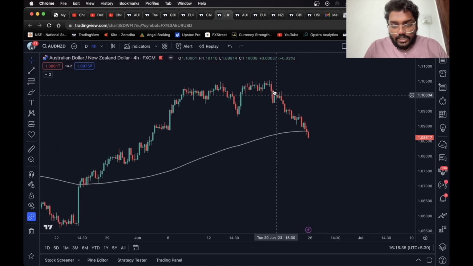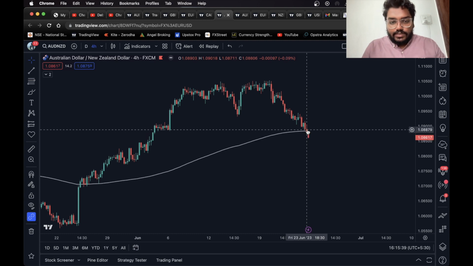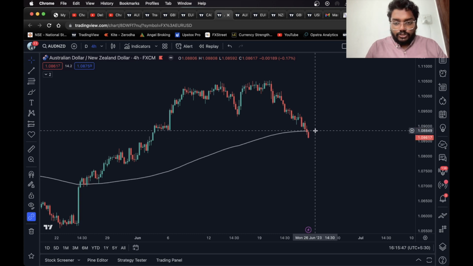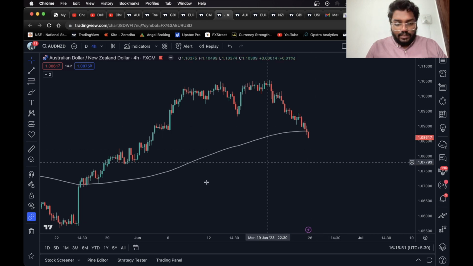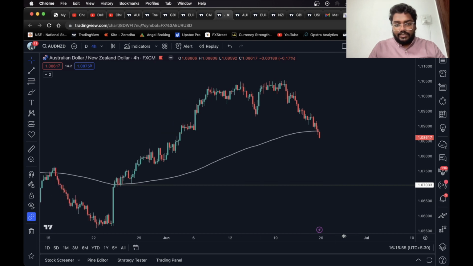As you can see, the pair has been continuously falling, right? So what we can do, in this case, is just wait for a retest. Once it gives a retest from 200 EMA and then falls down, we can take a short entry. We can place a stop loss just above the swing and we can consider this level as our short target. Okay, very simple.